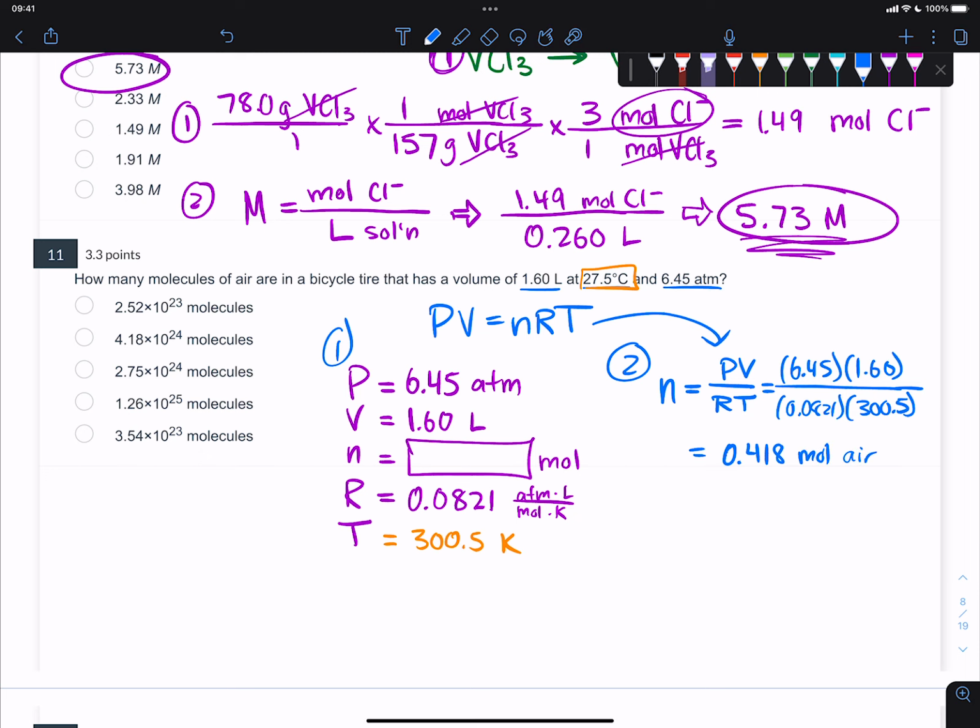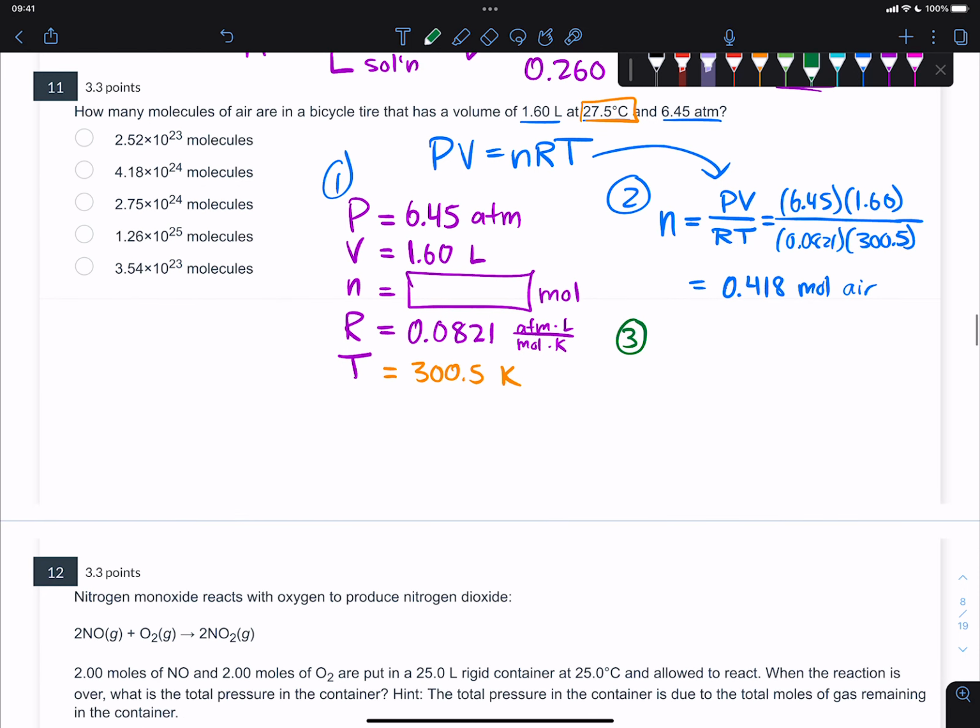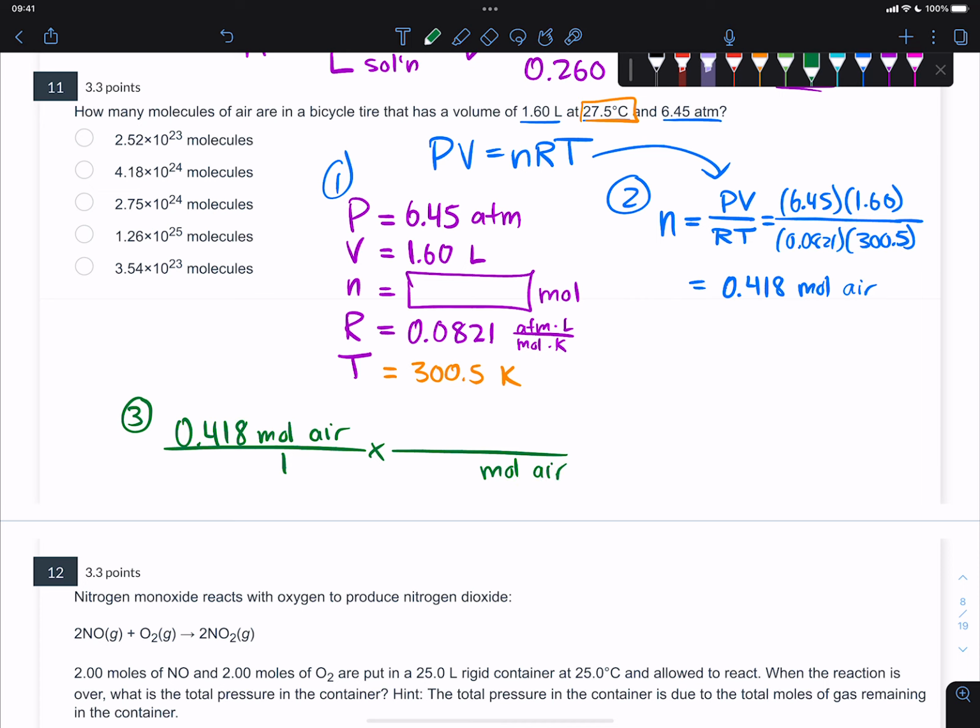Now that's a very convincing number. You know, whenever somebody made this test, they're like, oh, what if somebody were to put 4.18? That's convincing, but it's not the answer. Step 3 is you need to convert your moles into particles. So dimensional analysis along with Avogadro's number, we have 0.418 moles of air. And we convert that from moles of air into molecules.